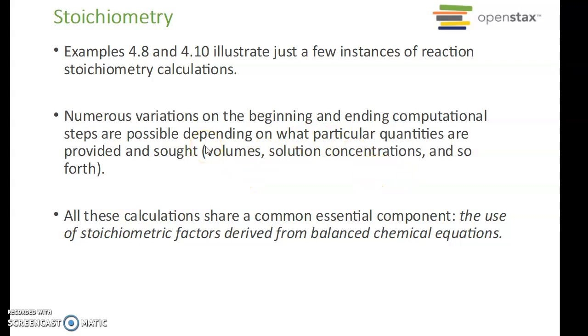You can calculate the amount of reactant needed, you can calculate the amount of product produced, for each one of the different reactants or the products. All these calculations share a common essential component: the use of stoichiometric factors derived from balanced chemical equations. Right? The other thing is your periodic table, where you've gotten the mass of the individual elements so that you know what the molecular weight of each of those is.